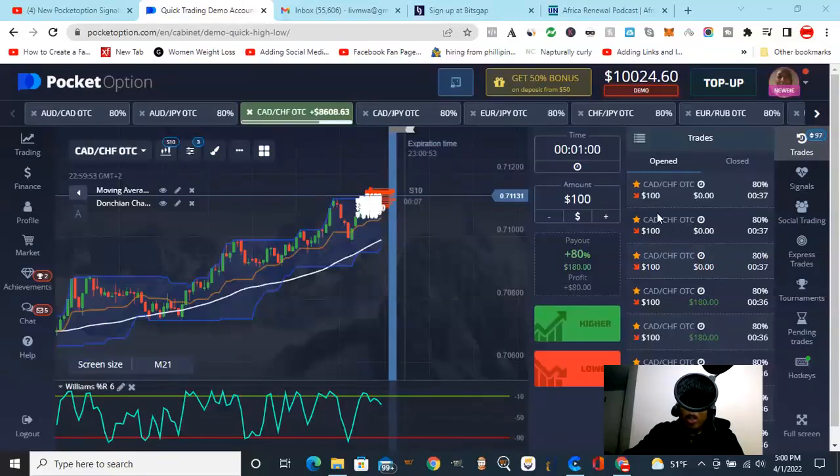$100 each, and I took a sell, and I'm using 3 indicators. I'm trading the OTC market, and that is CAD, CHF, OTC. I took about $10,000 in trades, and right now we are in the money in some of them, and some of them we are not in the money. We are out of the money. And let's see what happens. In a few seconds, we will know what happens.